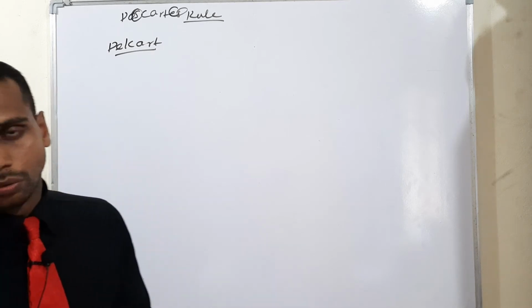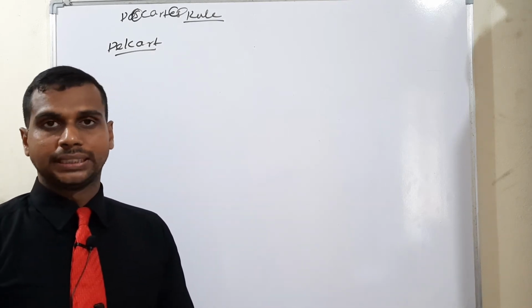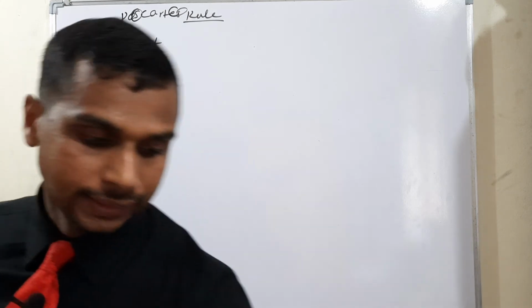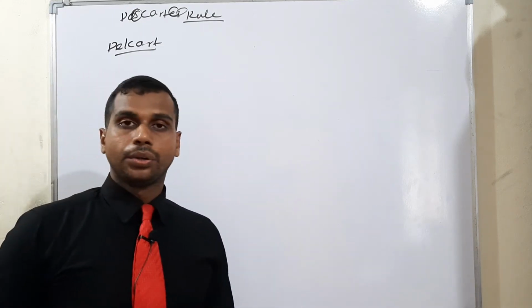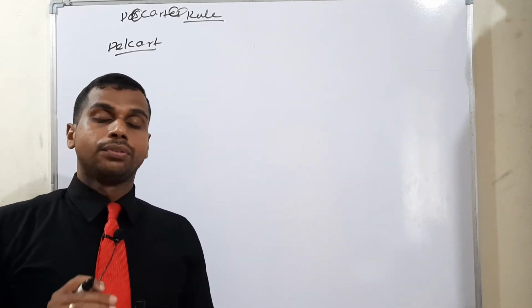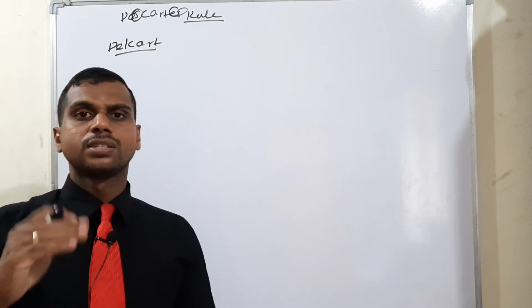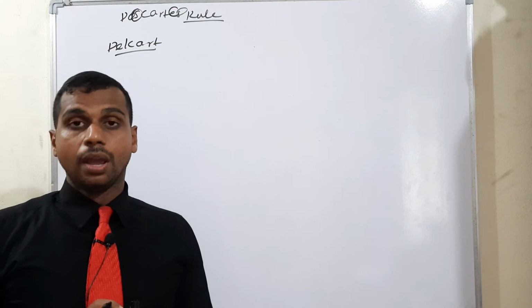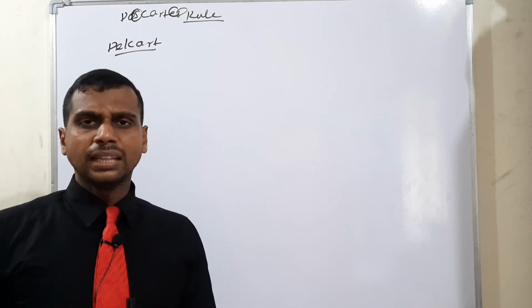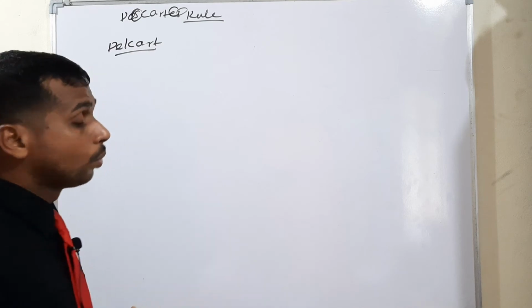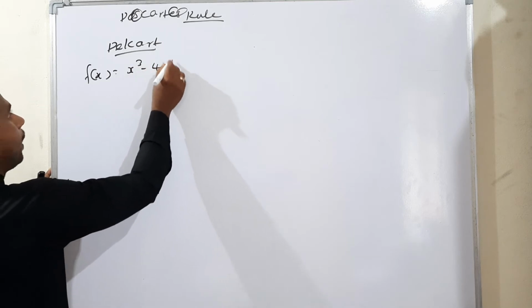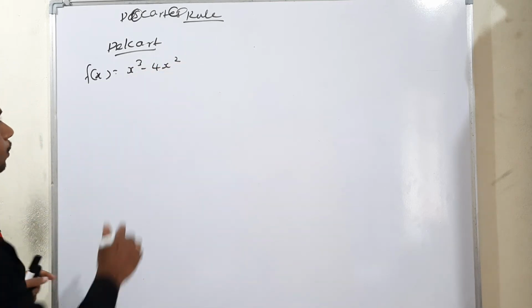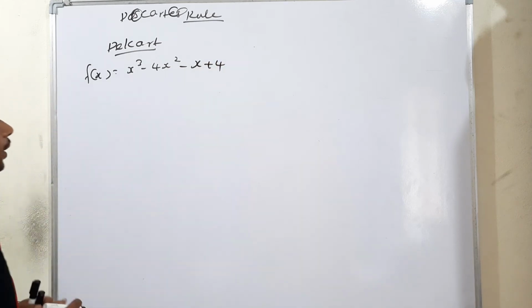Simply we can say the Descartes rule is about the number of sign changes in coefficients. If you have a basic quadratic form, ax square plus bx plus c, there is no sign change, because all the coefficients are positive. Sometimes we consider another coefficient example, f of x is equal to x cube minus 4x square minus x plus 4.